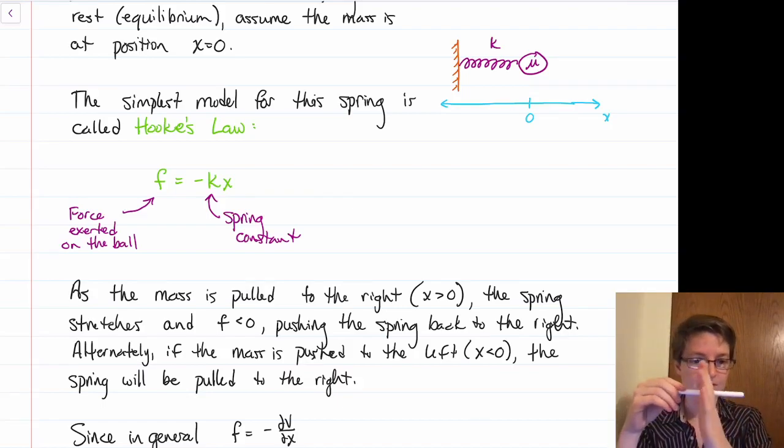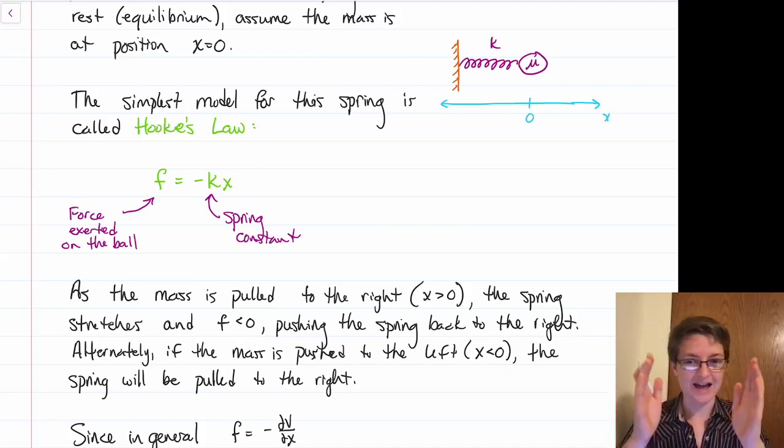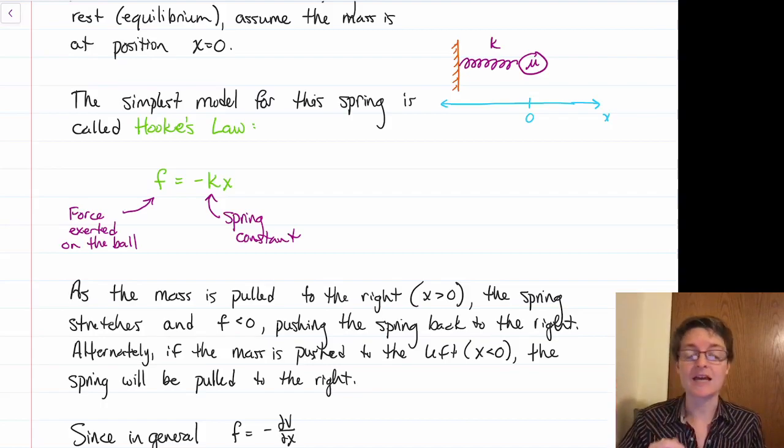Similarly, if starting in my equilibrium position, I take my mass and I try and displace it towards the left, that in this case would mean that I'm compressing the spring. Then now, because I have a negative value of x, my force is going to push me to the right, and again, push me back towards equilibrium.